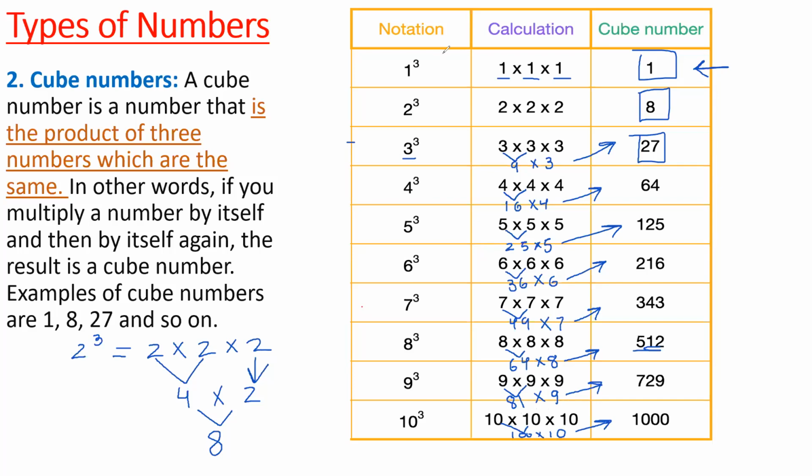another term. Okay, so a cube number is a number that is the product of three numbers which are the same. I like this definition, it's a nice definition. A cube number is a number that is a product of three numbers which are the same. In other words, if you multiply a number by itself and then itself again, the result is a cube number. This is a very good definition of a cube number.